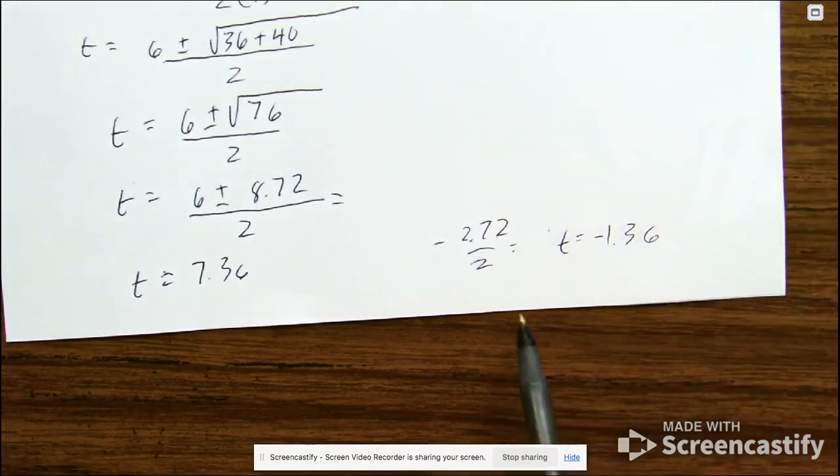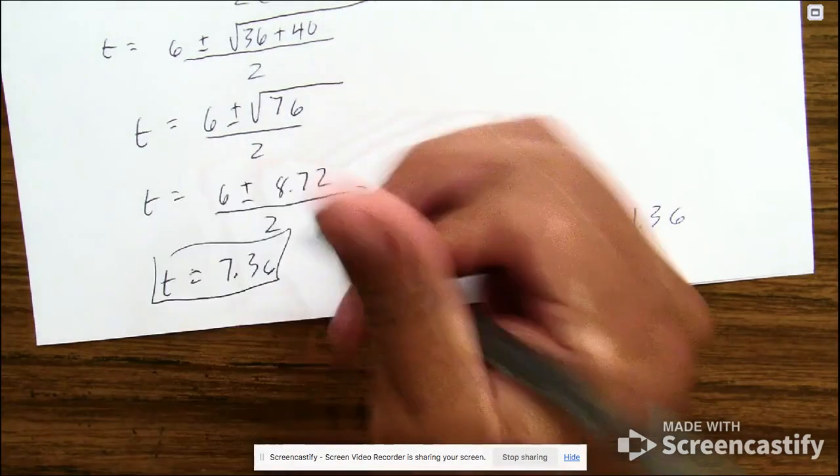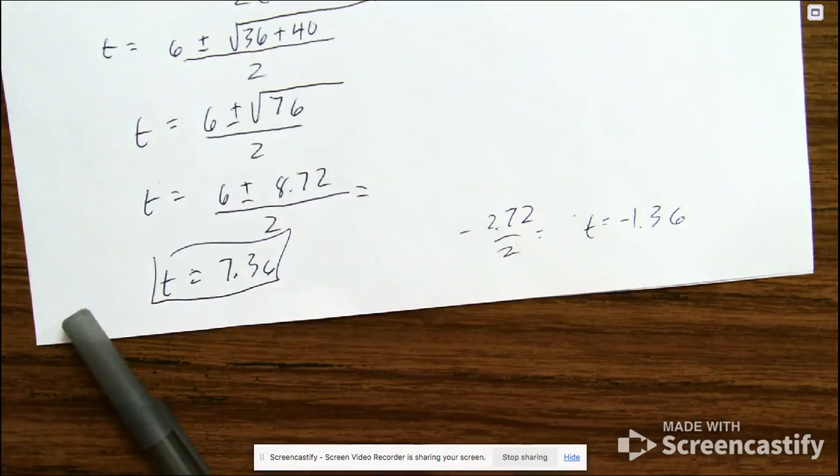So you have two solutions. Which one would it be? Well, negative time doesn't make any sense. So that means our final answer would be positive 7.36. And that's how you do it. That's one way, and I'll make another video to show you how to solve that a different way, okay?